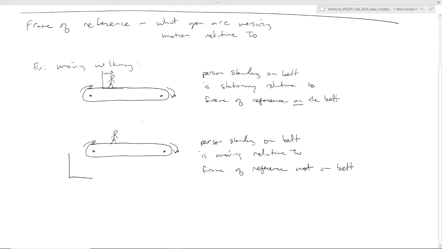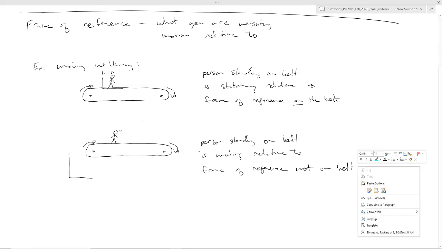Okay. And I think you've probably have an intuition for this. If you're standing next to somebody on one of those, you're not moving. You're both standing still, even though the thing is moving. But if you're standing next to the belt and people are moving by, they're moving relative to you.